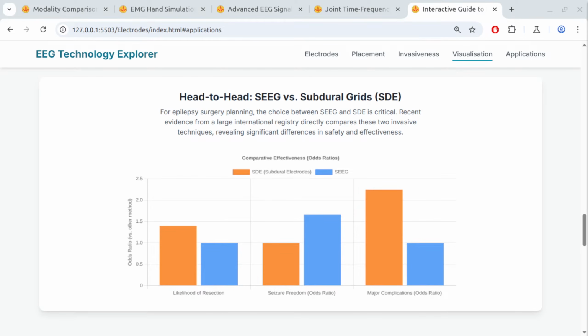And finally, we can't ignore the practicalities, cost and usability. Right. It's a massive spectrum.